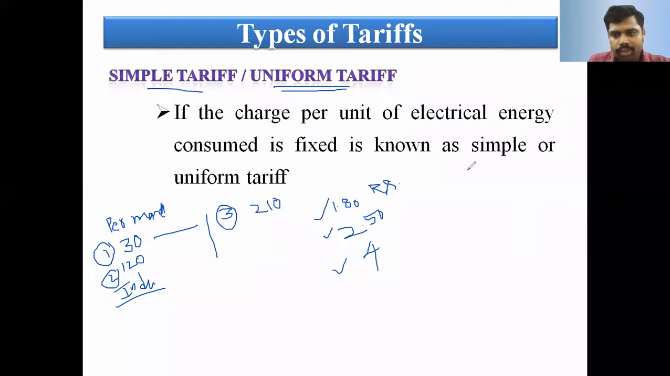It is not dependent on the number of units consumed. Whether they utilize it or not, they need to pay the fixed amount. That is per month, fixed at either 180 rupees or 200 or 500. It is not dependent on the number of units consumed, and it is not considered for the types of consumers. All the consumers are charged the same amount.